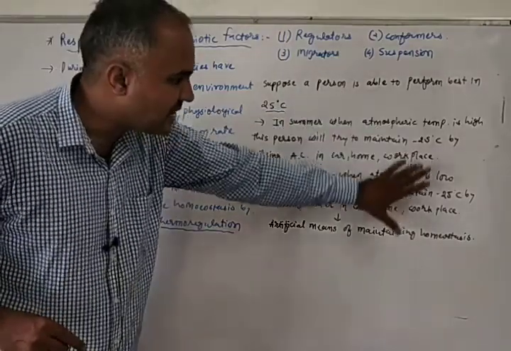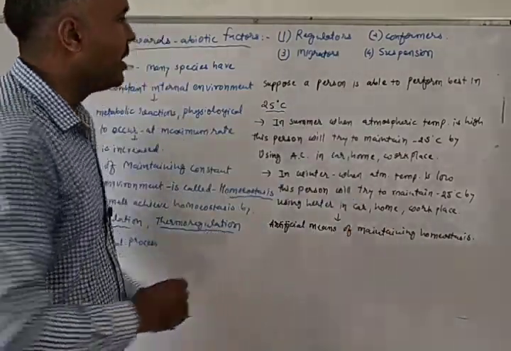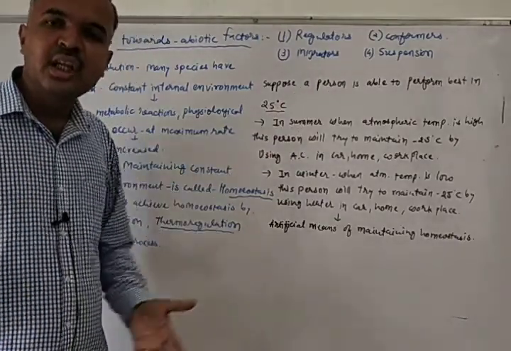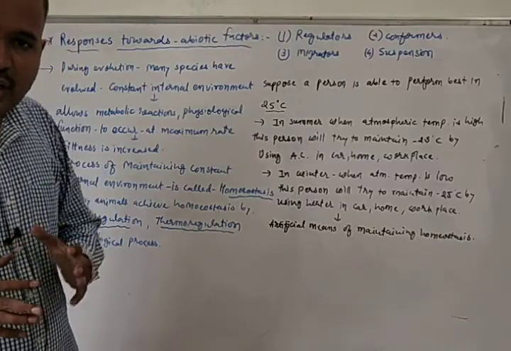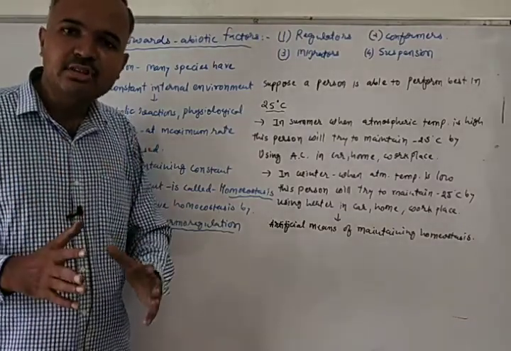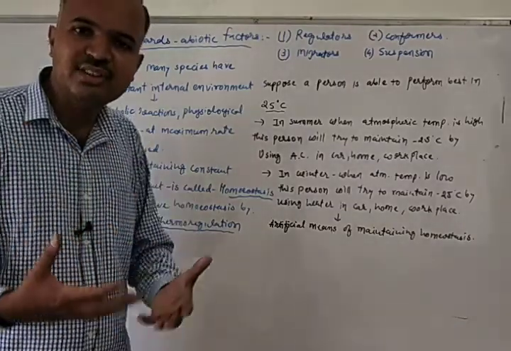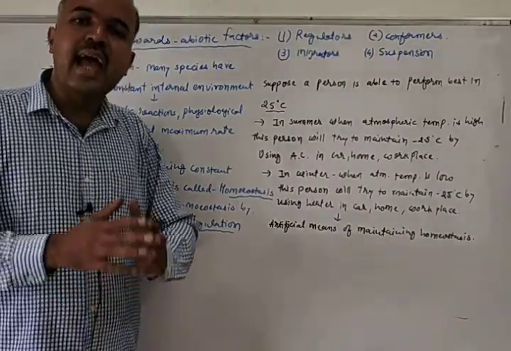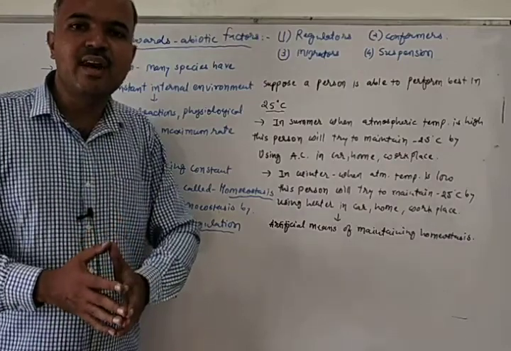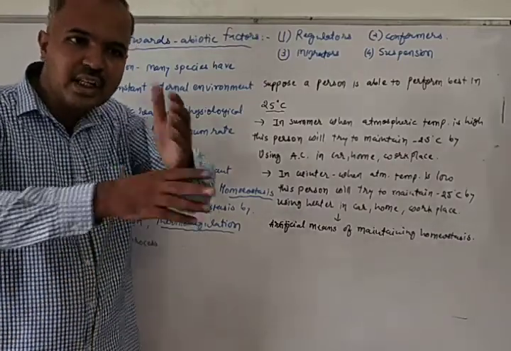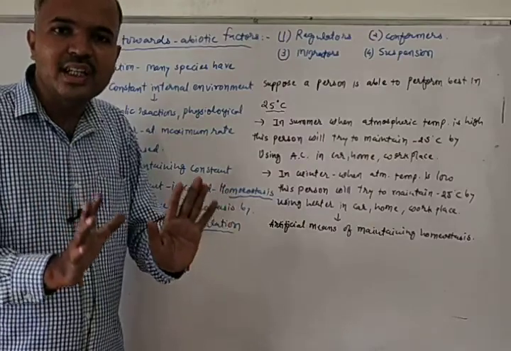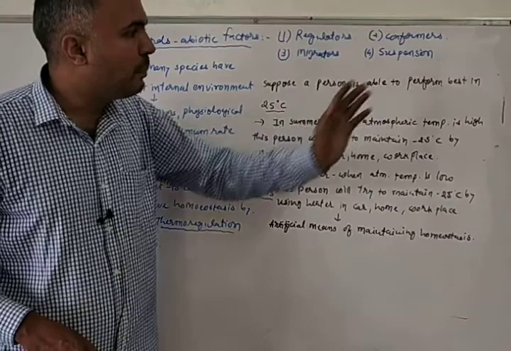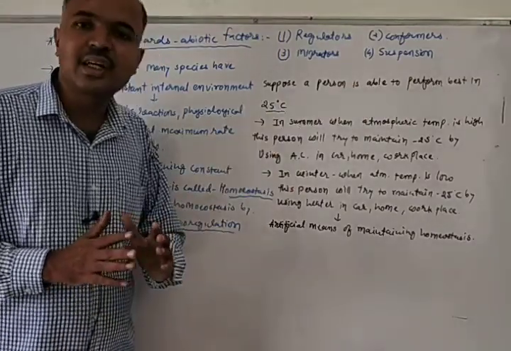An analogy is explained over here. Suppose there is a person who is able to perform his best at 25 degrees Celsius. This person will wish that this 25 degrees Celsius environment is maintained, that the temperature in the environment remains 25 degrees Celsius. So a person is able to perform his best at 25 degrees Celsius.